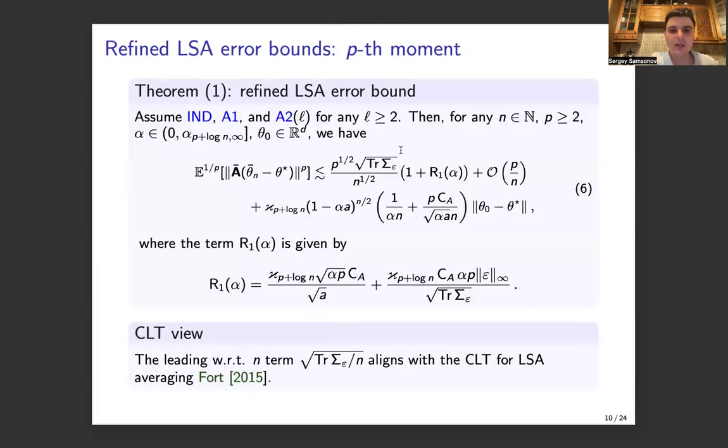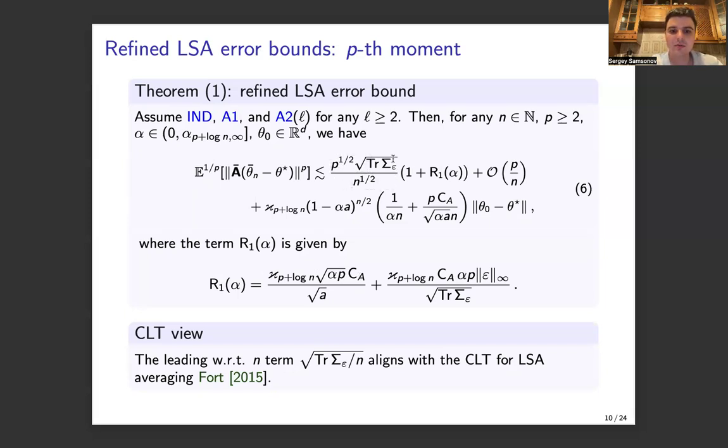Under assumptions A1 and A2, we can provide the following p-moment bound on the error of the general linear stochastic approximation algorithm provided on the slide. It is in formula 6. Note that here the leading term of the bound is affected by the additional multiplying factor 1 plus R1 of alpha. And this term R1 of alpha is generally not small, provided that we don't adjust the step size alpha with the factor A, which is a contracting factor in the product of random matrices. And this will be the reason for the suboptimality of some variance counterparts of our bounds.